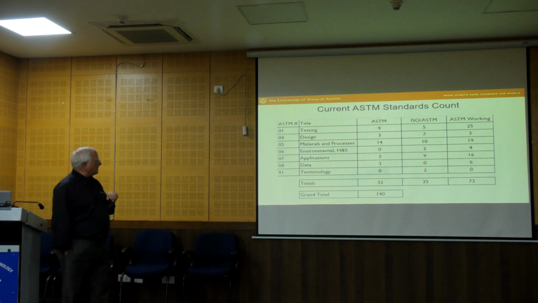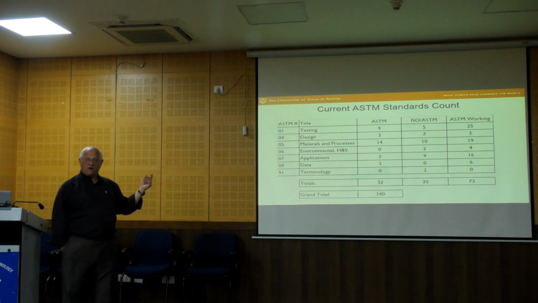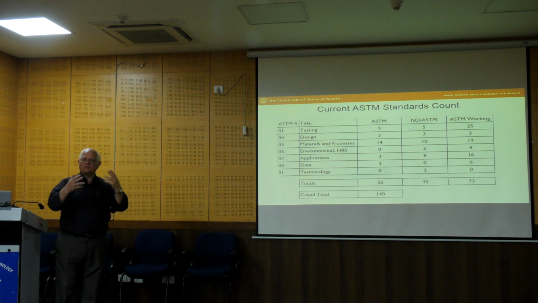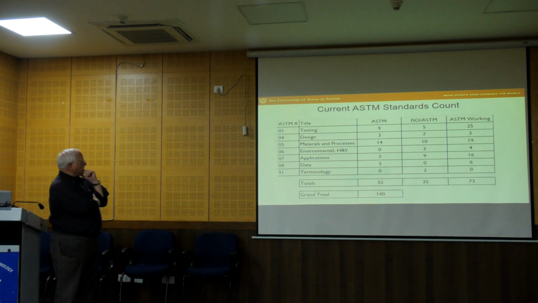For ASTM, they have 32 standards that have been developed. ISO/ASTM, the joint standards, there are 35. And then ASTM is working on 73 standards now, so they're in the process of being developed to become standards. So the grand total is about 140. But you see they break down into various areas.